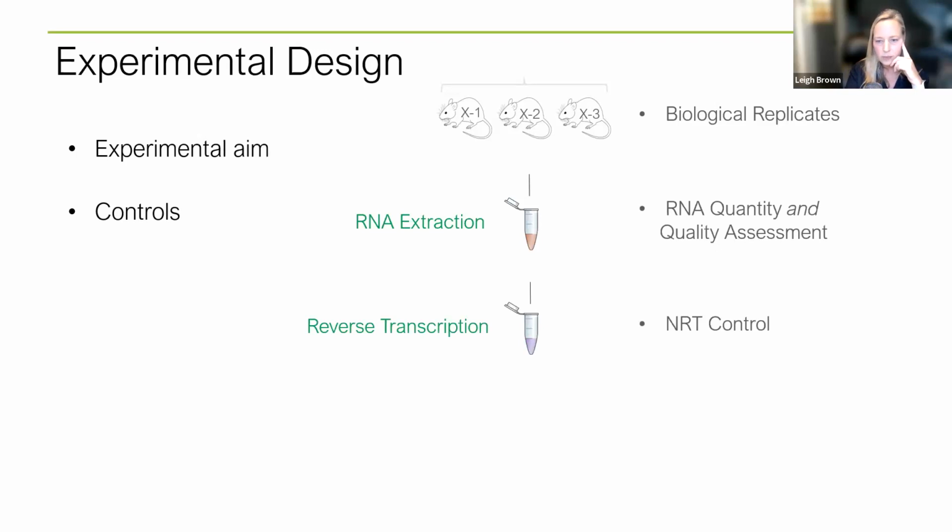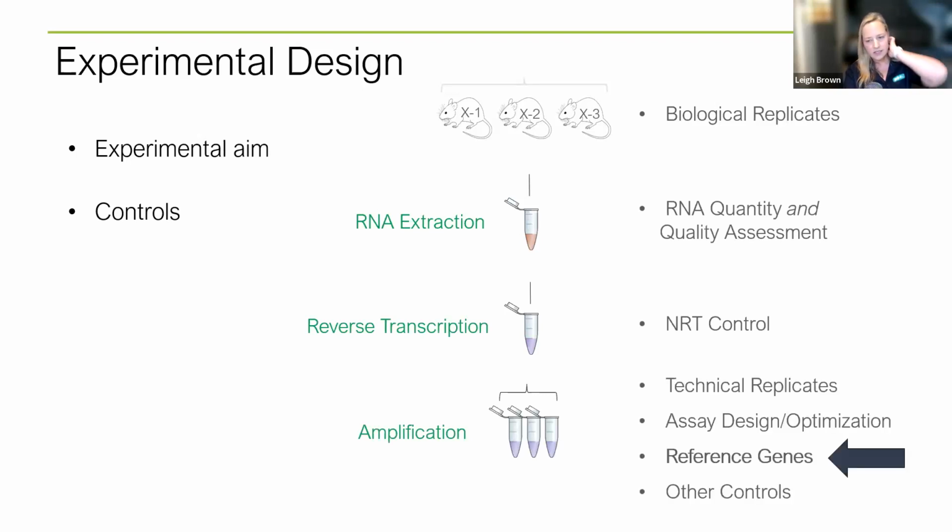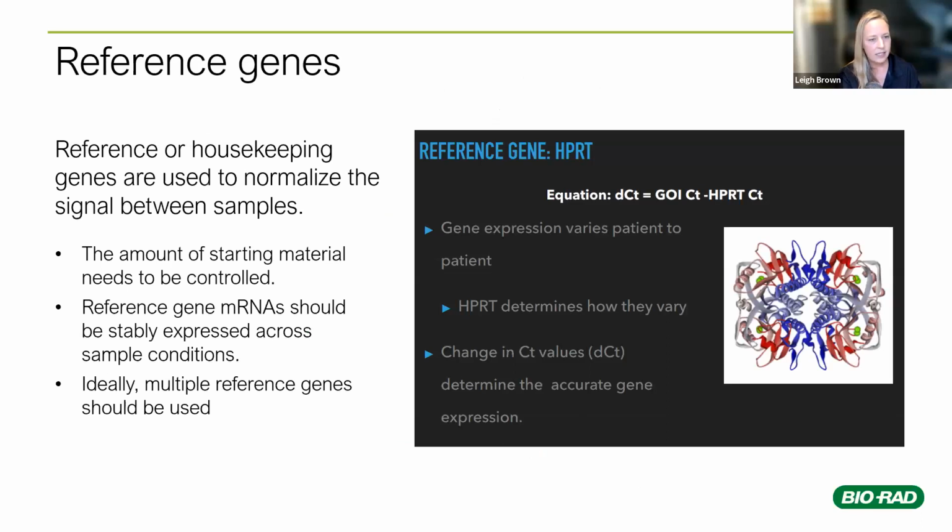Then you do reverse transcription. And again, you're going to need a control here, so a sample that you did not do reverse transcription on. And finally, amplification, once you put it in the thermocycler. There are lots of things to consider here. Again, we go into a lot more detail on this in our course. What I do want to mention real quickly is just reference genes.